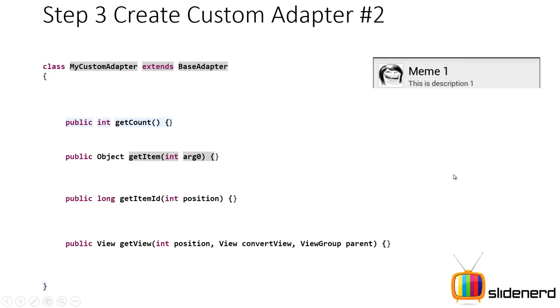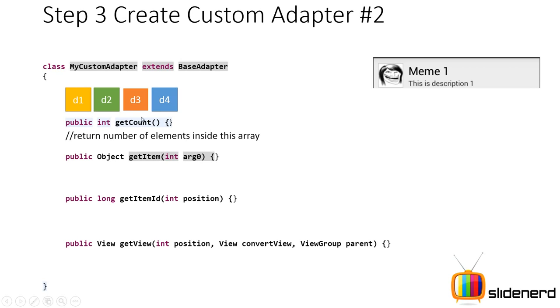Very simple. Your BaseAdapter expects you to have an array over here. For example, I have shown this array with the help of D1, D2, D3, D4. So inside the getCount method, you're expected to return the number of elements inside this array. Inside your getItem method, you provide the position number. For example, if I say 0, then D1 should be returned. If I say 1, D2 should be returned, and so on. So the getItem method returns the object at the position argument.